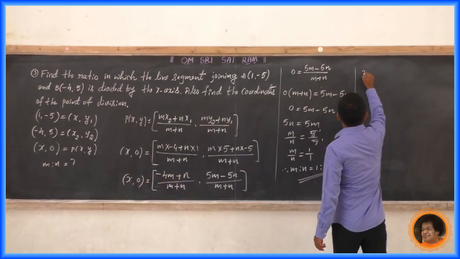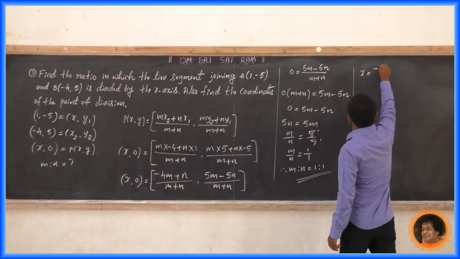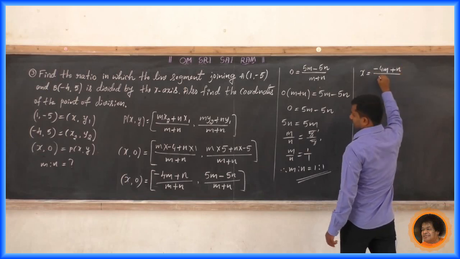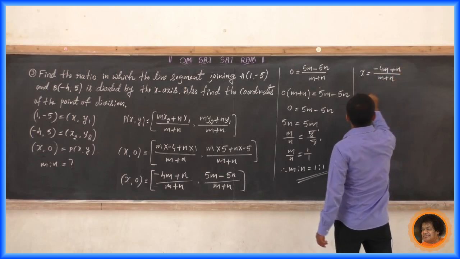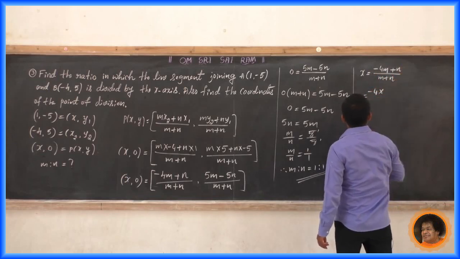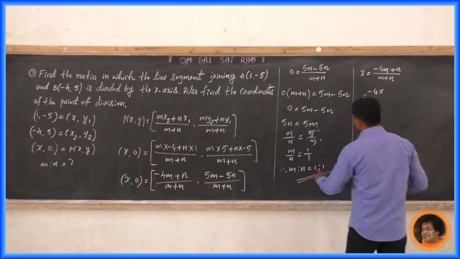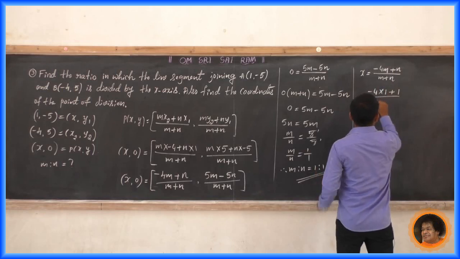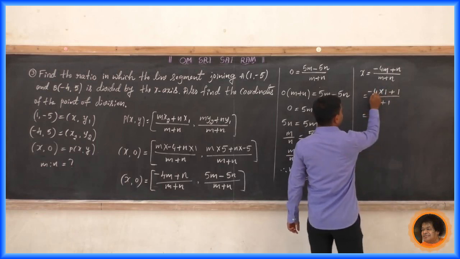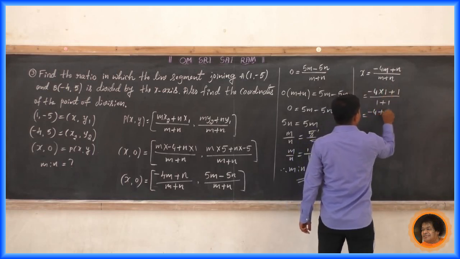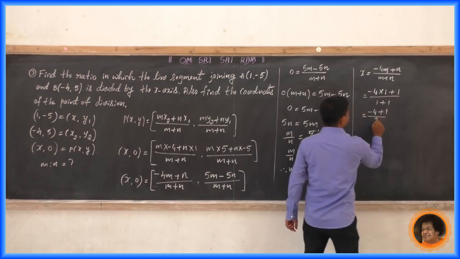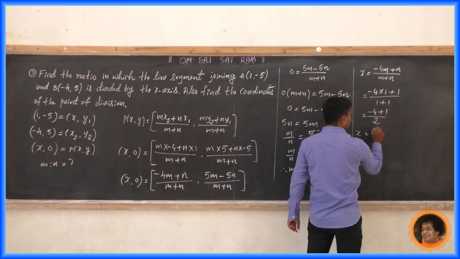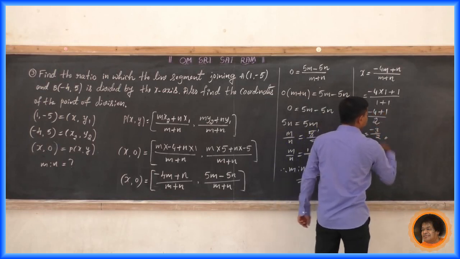So x equals minus 4m plus n divided by m plus n, which is minus 4 into the m value. Here the m value is 1 and the n value is 1, so x equals minus 4 into 1 plus 1 divided by 1 plus 1, which is 2. So this is the value of x: minus 4 plus 1, minus 3, divided by 2.